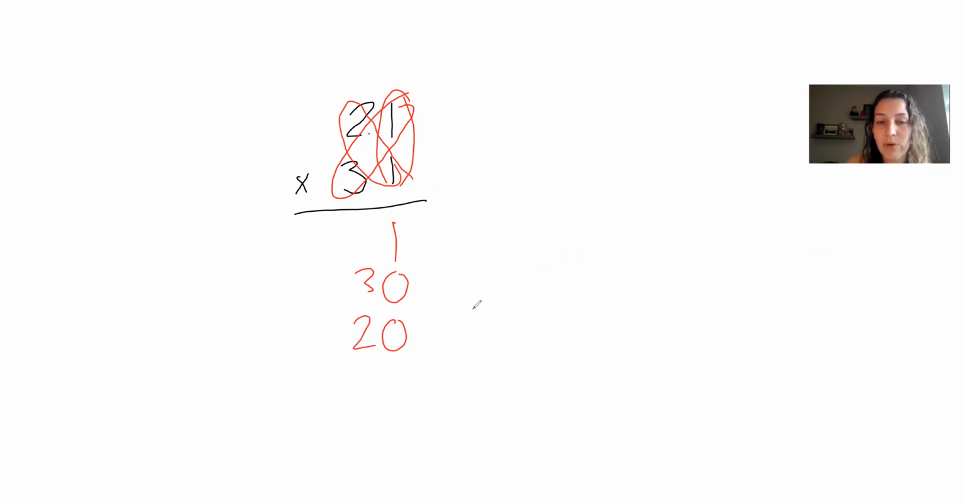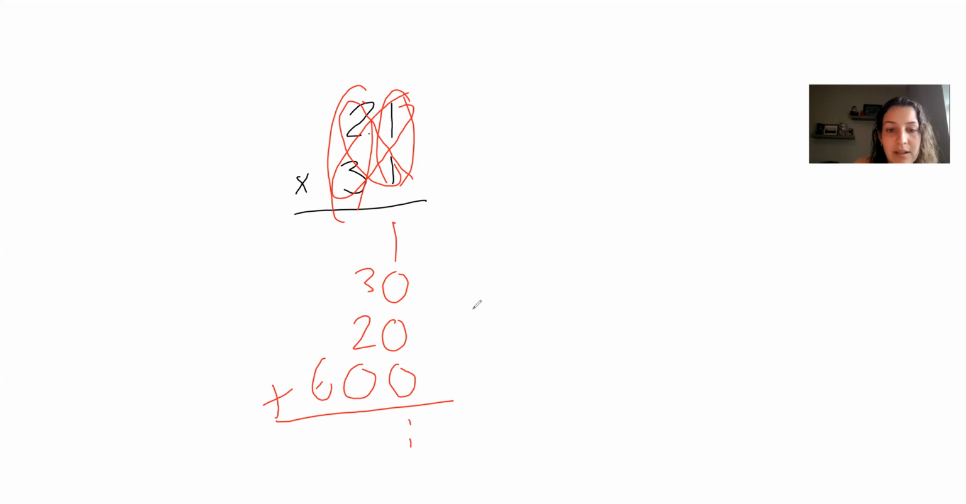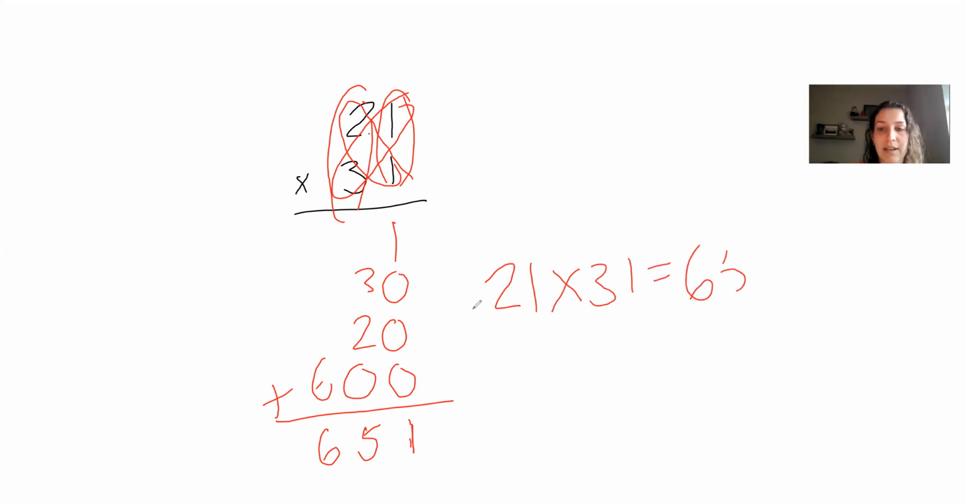And then finally, we multiply two numbers in the tens place. So we add 2 zeros. And we have 2 times 3, which is 6. So now adding that all up, we have 1 plus nothing is 1. 3 plus 2 is 5, and 6 plus nothing is 6. So our final answer here for 21 times 31 is going to be 651.